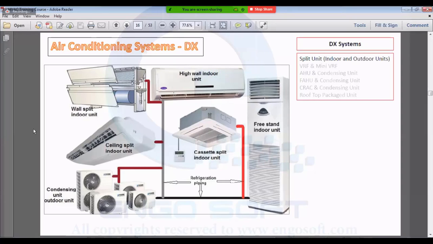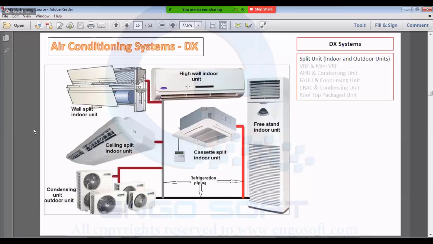There are different types. This is the high wall indoor unit. It is called high wall because it is mounted at the highest part of the wall. It cannot be mounted in the middle of the wall or at the ground. It should be mounted near the ceiling. There is another one similar to it which has higher capacity, which is the ceiling split indoor unit, which is mounted in the ceiling. This is mounted inside on the wall, right?